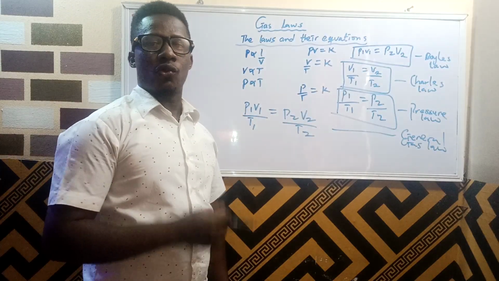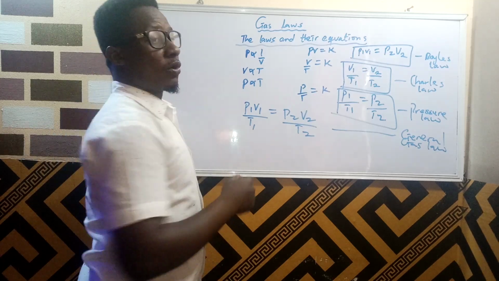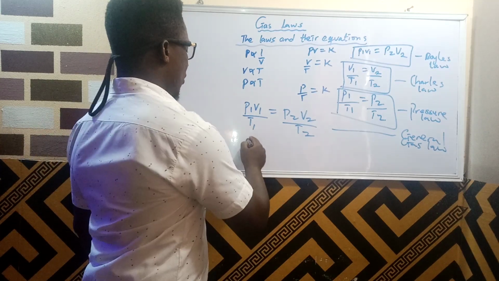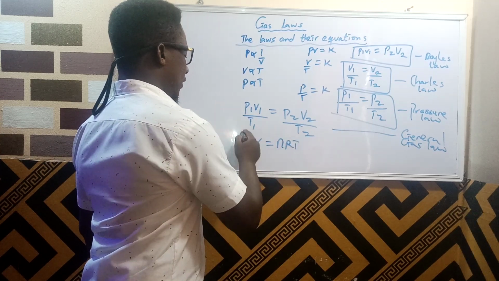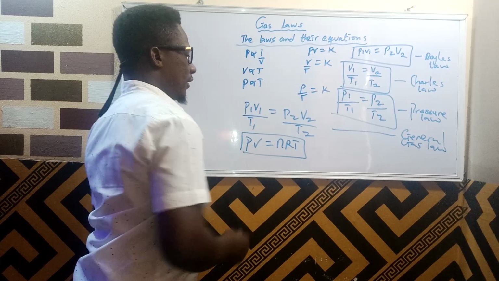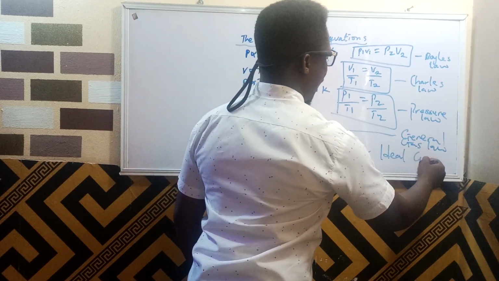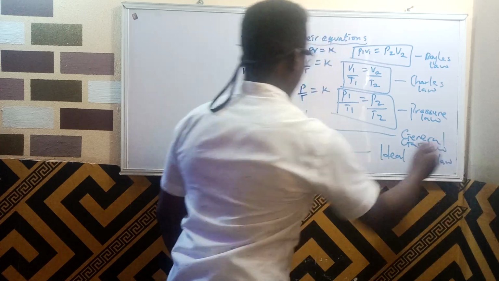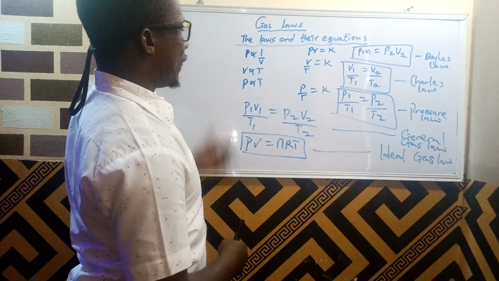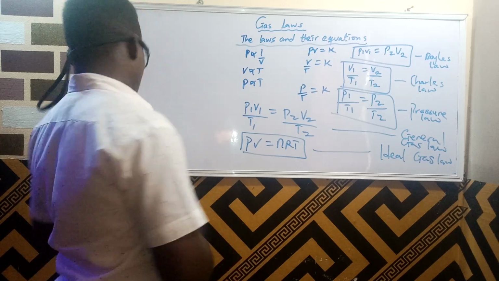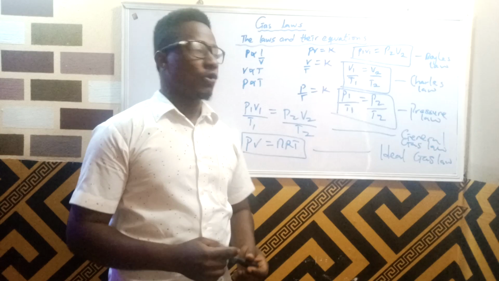Then again, we also have the ideal gas equation, or equation of state, where you have PV is equal to nRT. That is the ideal gas law. These are the foremost 5 laws, and of course we have other ones. In the next class, I will also show you some others.